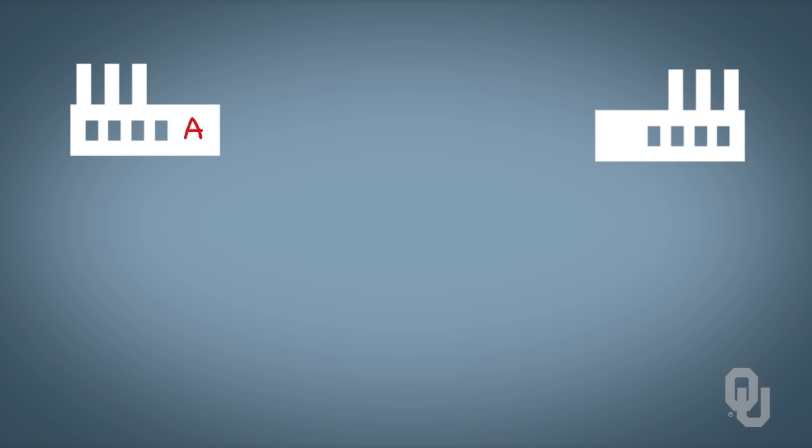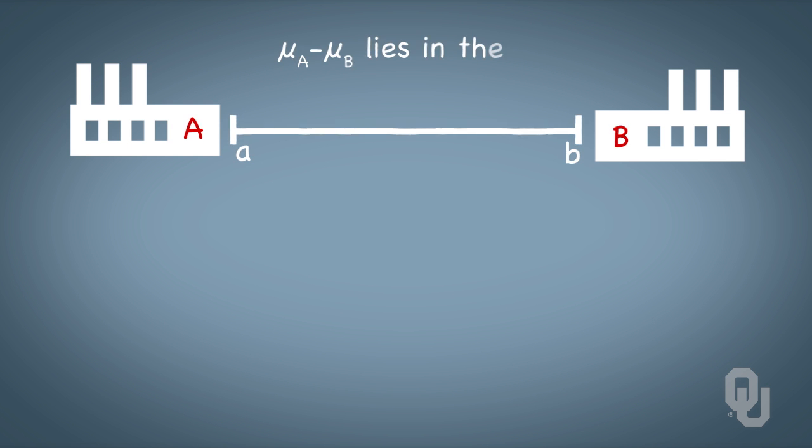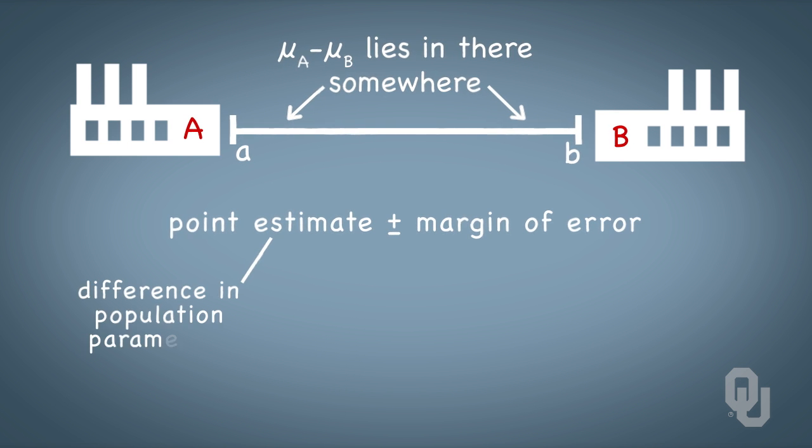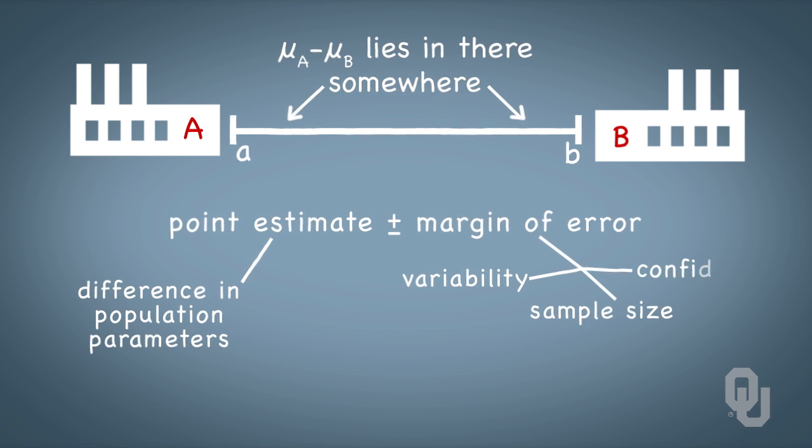For example, the mean difference in daily throughput from one factory to another lies between bounds A and B with 95% confidence. And the idea of a point estimate plus and minus the margin of error is the same. We have a point estimate for the difference in population parameters, and we add to it and subtract from it a function of variability, sample size, and confidence.